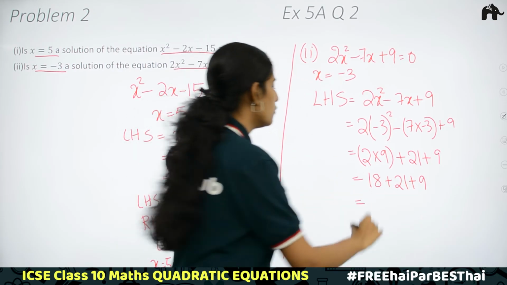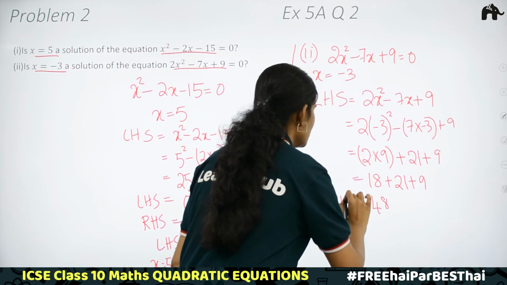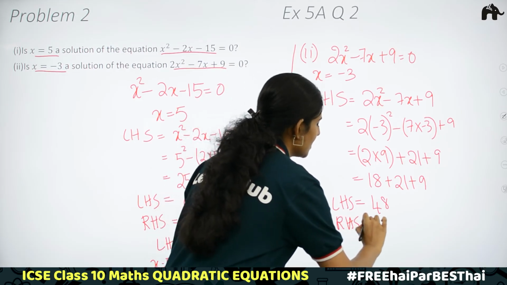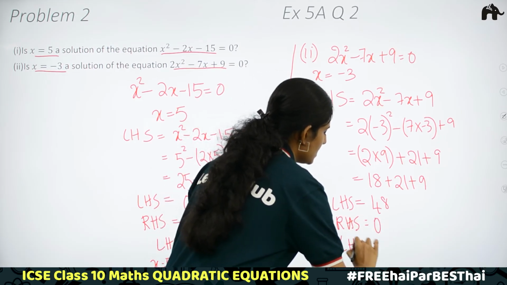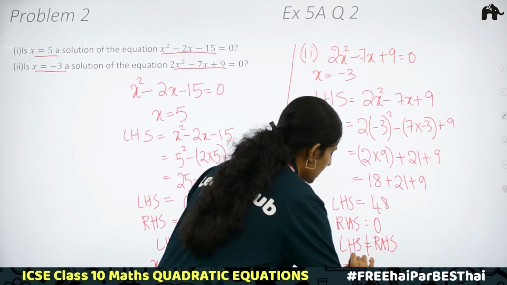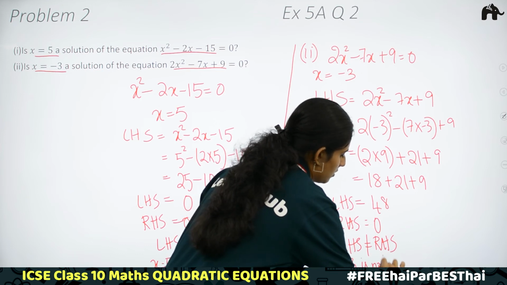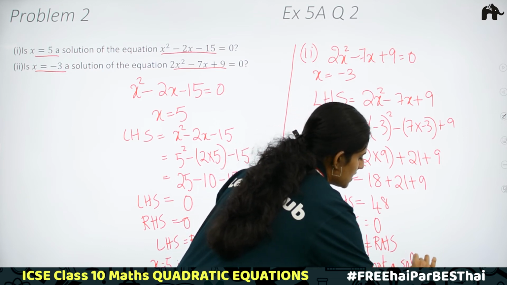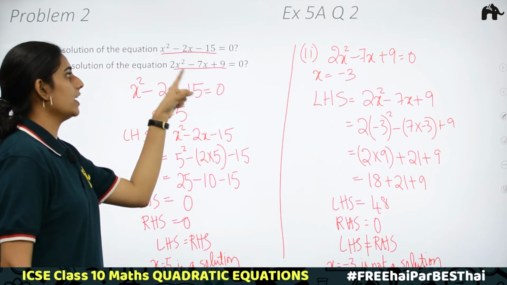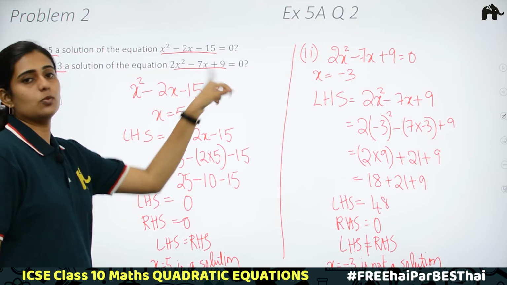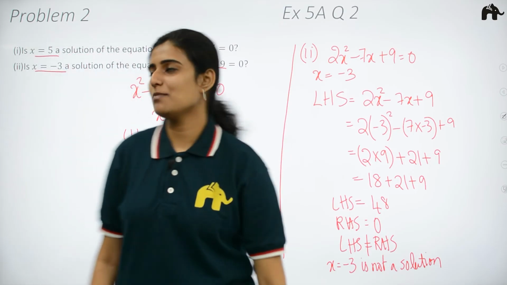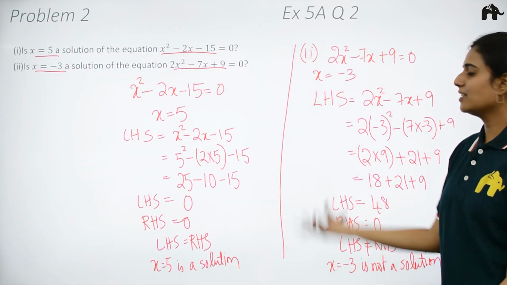30 plus 18, 48. So, LHS we got a big value, that is 48, and RHS is just 0, which means LHS is not equal to RHS, and hence x is equal to minus 3 is not a solution. X is equal to minus 3 is not a solution of the given quadratic equation 2x square minus 7x plus 9 is equal to 0. Clear? We have solved similar examples, so we can solve this easily.